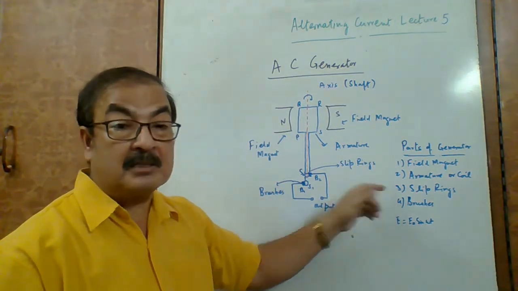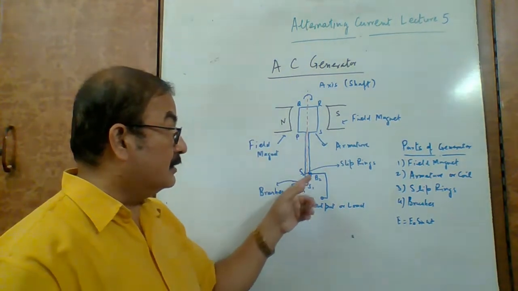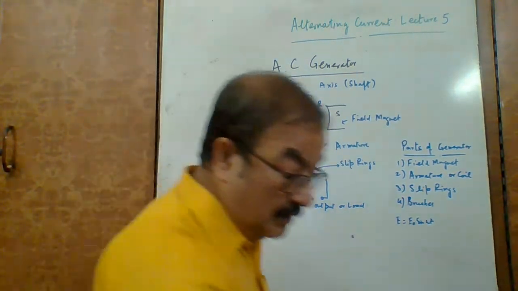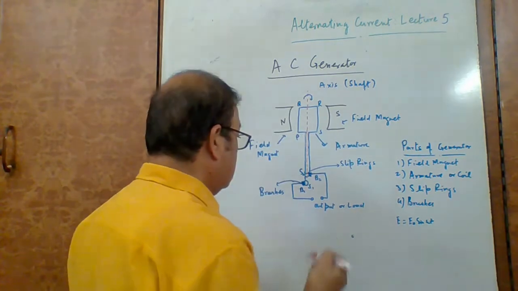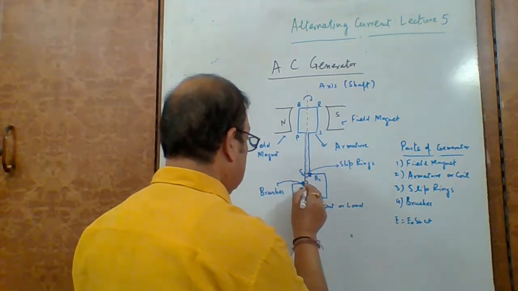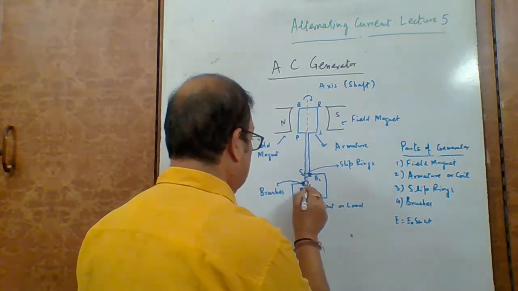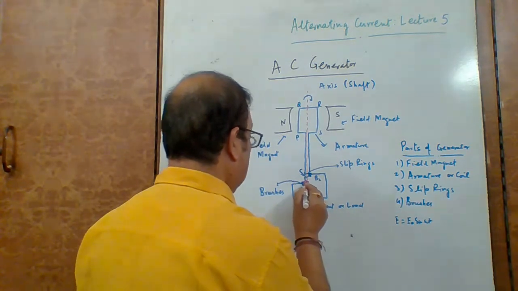The third point is slip rings. These are slip rings. They are actually coaxial. Remember, they have a common axis, although they are insulated from each other, but their axis is common.